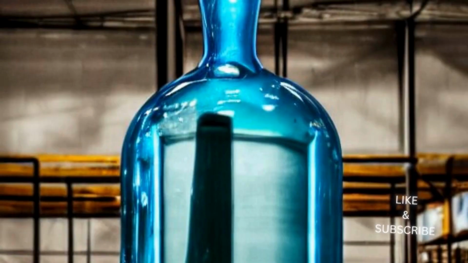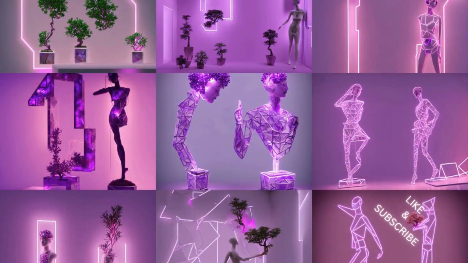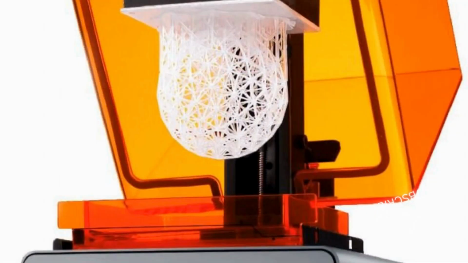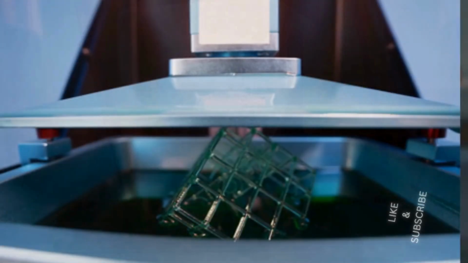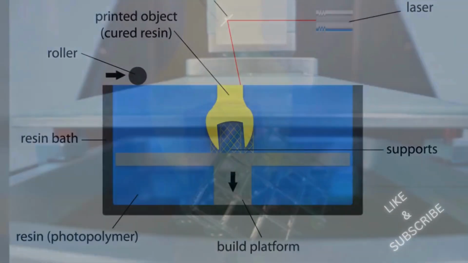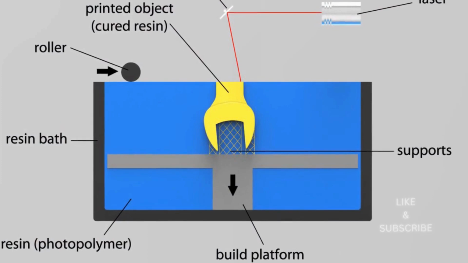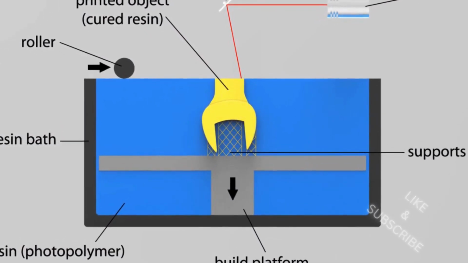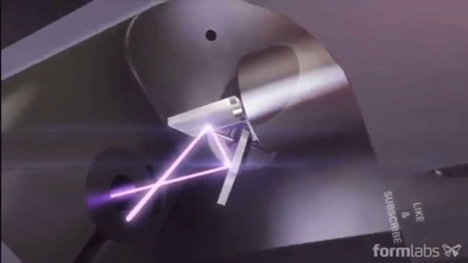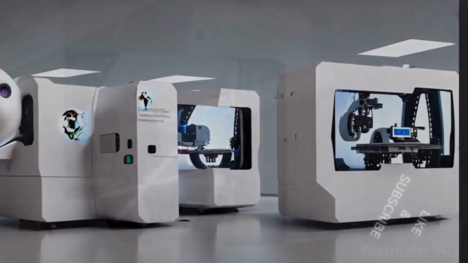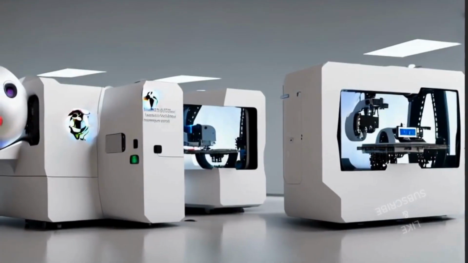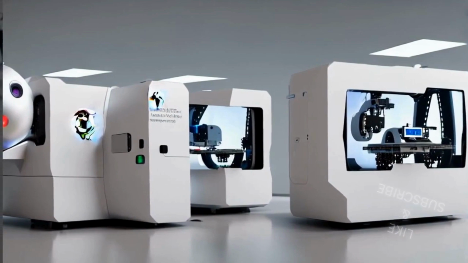The process begins with a vat of liquid resin, typically a photopolymer, whose molecules react when exposed to ultraviolet, UV, light. The SLA printer utilizes a laser or other light sources to selectively solidify specific areas of the resin, layer by layer, based on the digital design provided. The platform holding the object descends into the resin tank after each layer is cured, allowing the subsequent layer to be exposed and solidified. This layer-by-layer approach results in the gradual construction of a three-dimensional object.